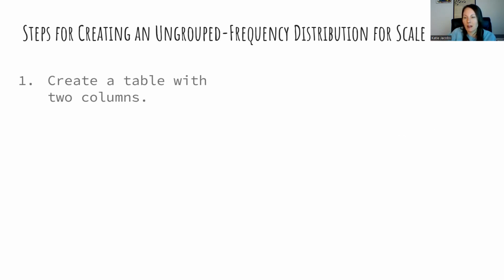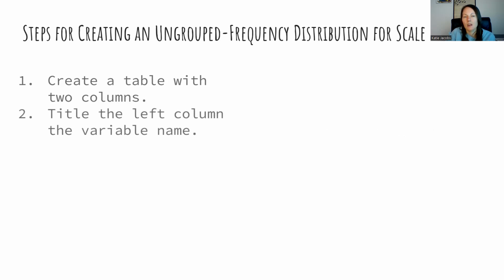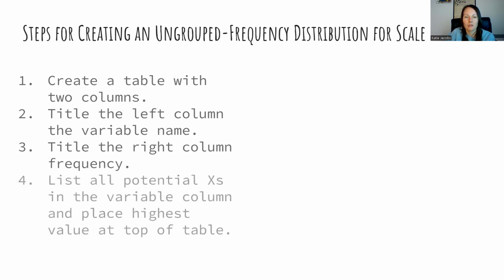So just like we did with our other ones with an ungrouped frequency distribution for scale data, we're going to create a table with 2 columns. Title the left column whatever the variable name is. Title the right column frequency. List all the potential x's or the x values in the variable column and place the highest value at the top. So this is where it gets a little bit different.